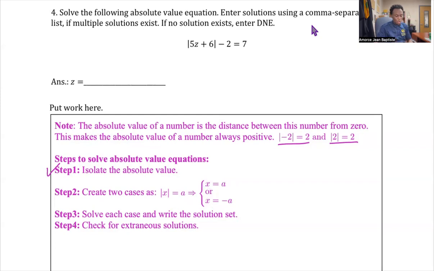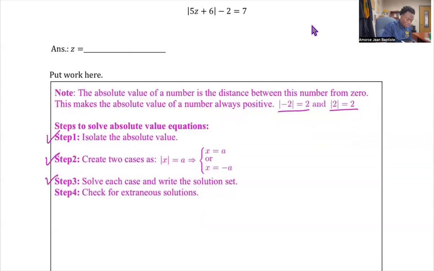And then once you have your step 2, which is breaking the cases down, create 2 cases. The third step is to solve each case, the first one and the second. And we also need to check for extraneous solutions. Once we do that, then we present the solution set.